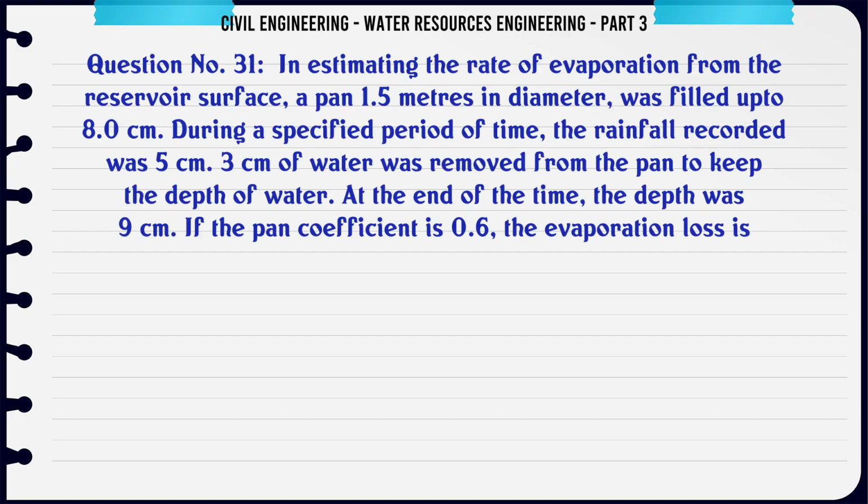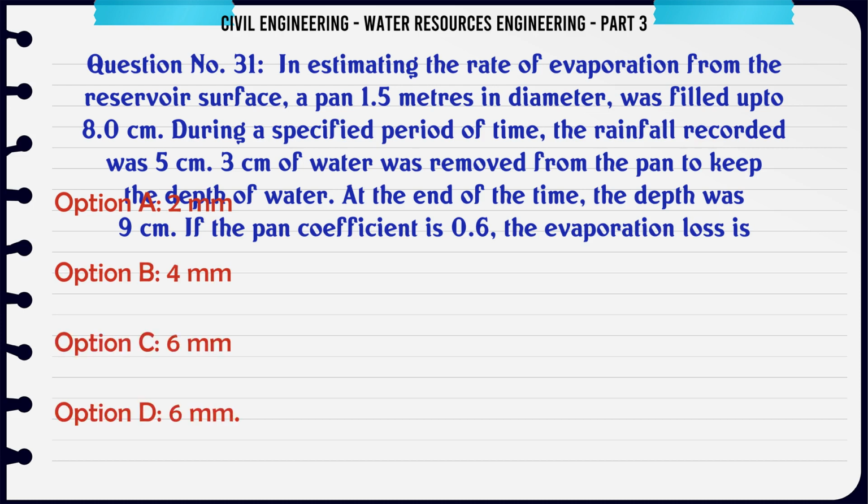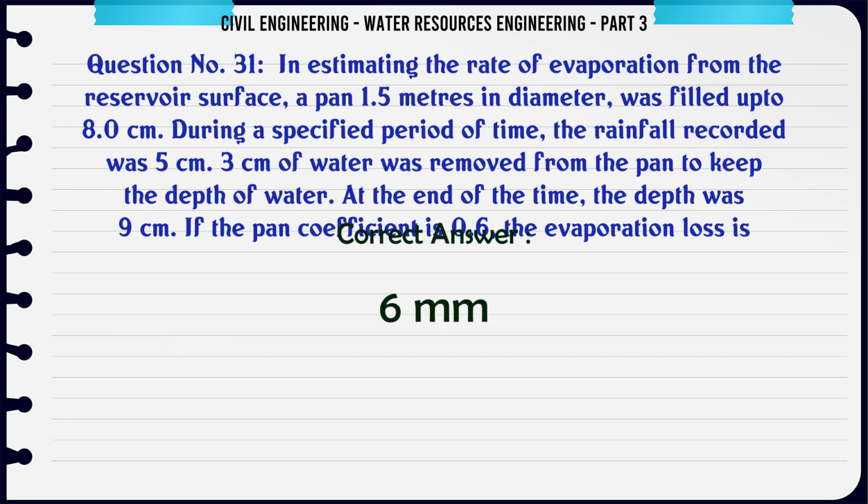In estimating the rate of evaporation from the reservoir surface, a pan 1.5 meters in diameter was filled up to 8.0 centimeters. During a specified period of time, the rainfall recorded was 5 centimeters. 3 centimeters of water was removed from the pan to keep the depth of water. At the end of the time, the depth was 9 centimeters. If the pan coefficient is 0.6, the evaporation loss is A. 2 mm, B. 4 mm, C. 6 mm, D. 6 mm. The correct answer is 6 mm.